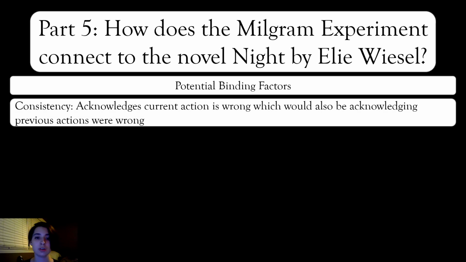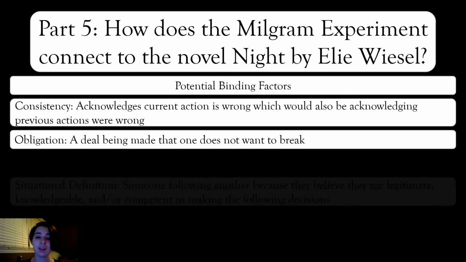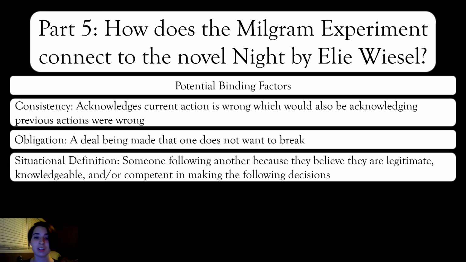Consistency refers to acknowledging the current action is wrong, which would also be acknowledging previous actions were wrong. Obligation refers to a deal being made that one does not want to break. Finally, situational definition refers to someone following another because they believe they are legitimate, knowledgeable, and/or competent in making the following decisions.